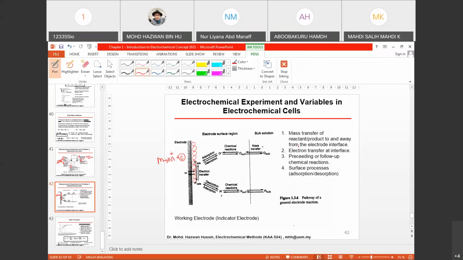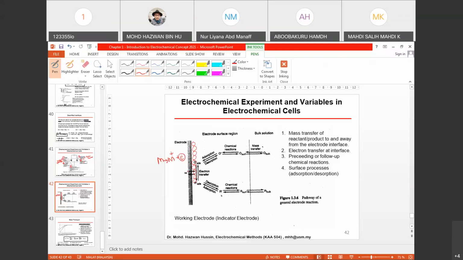So there is mass transfer of a reactant to product, to and away from the electrode interface. Electron transfer at the interface will occur, and then the follow-up chemical reaction will occur. And finally, the surface processes, which are the adsorption or desorption, will occur. So the electrostatic interaction that occurs here is known as adsorption. And then after it receives the electron, it will become stable, and this is where the desorption process occurs.